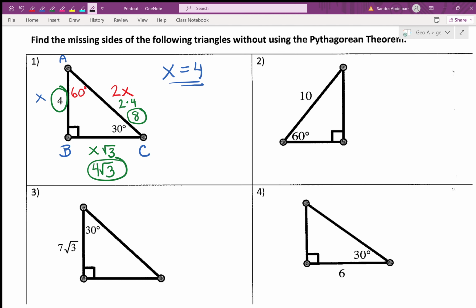Okay, so once again, I have a 90 and a 60, so I know this is a 30, 60, 90 triangle. You all tell me, which side am I labeling X? Which side is X? Oh, should I give it letters? Q, R, S. Which side is X?